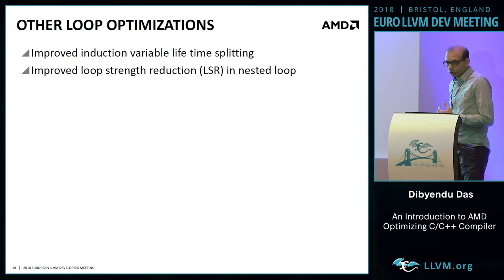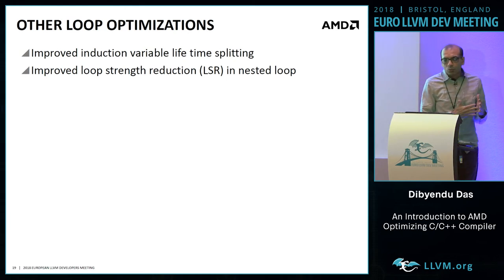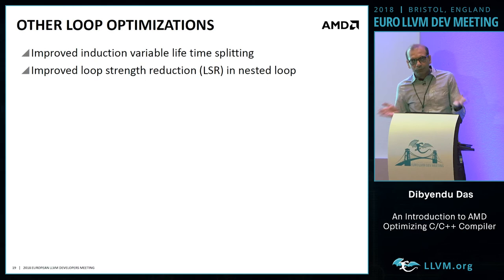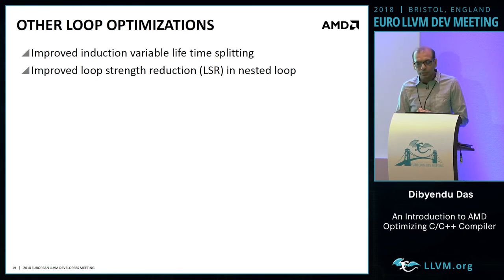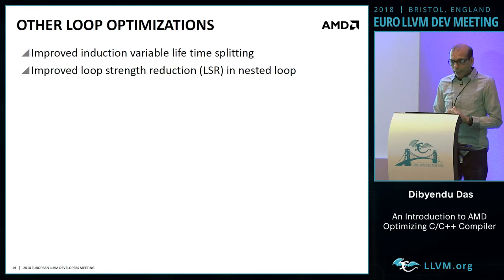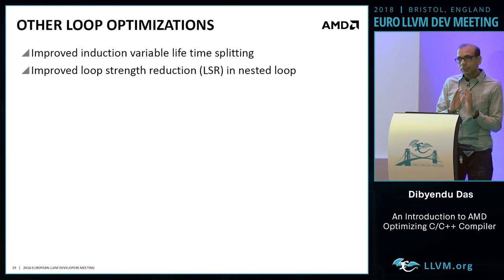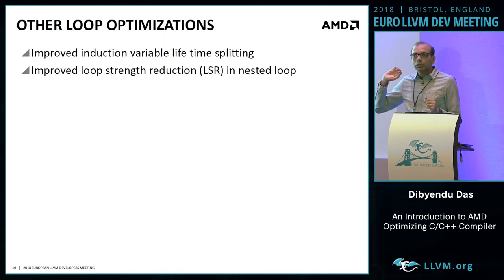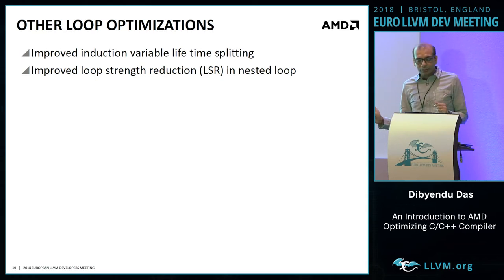Other loop optimizations, induction variable lifetime splitting. What we saw with LLVM is, in deep loops, we really needed to split the lifetimes, otherwise there's a lot of spilling happening lower down in the pipe. And also the LSR, which is the loop strength reduction, was currently restricted only to the innermost nested loop. So we did some fixes to make sure that LSR works at the outer levels also.